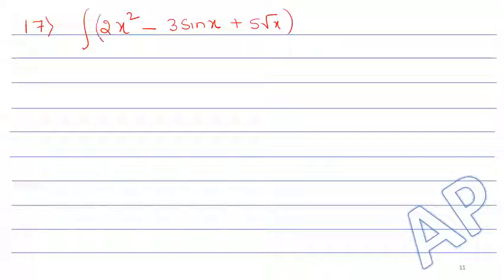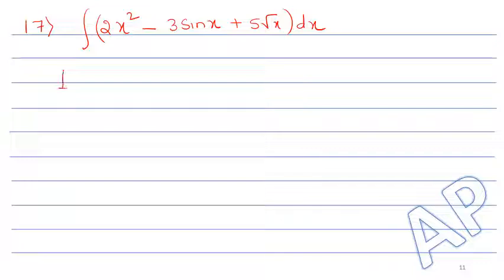Now we can look at this question number 17, that is integral 2x square minus 3 sin x plus 5 into root x dx. So ನಾವು ಪ್ರತಿಯೊಂದು ಟರ್ಮ್ ಅನ್ನು ಸಪರೇಟ್ ಆಗಿ ಇಂಟಿಗ್ರೇಟ್ ಮಾಡಬಹುದು.